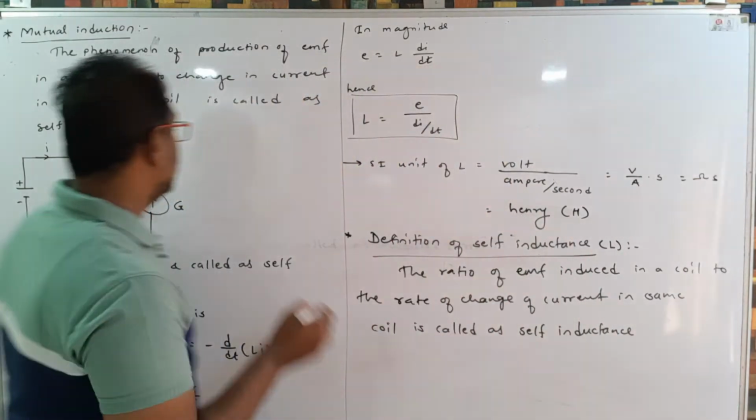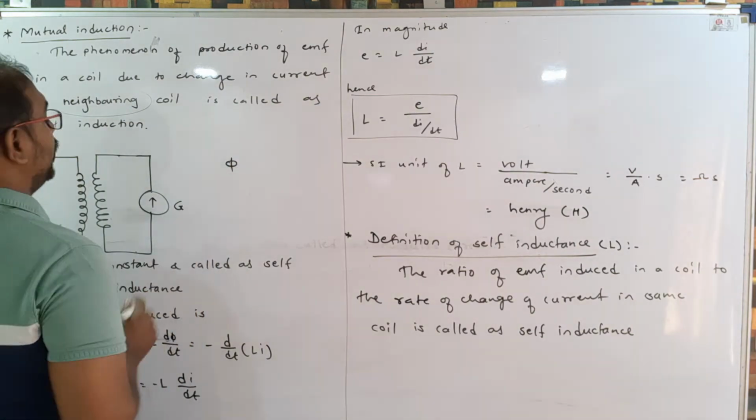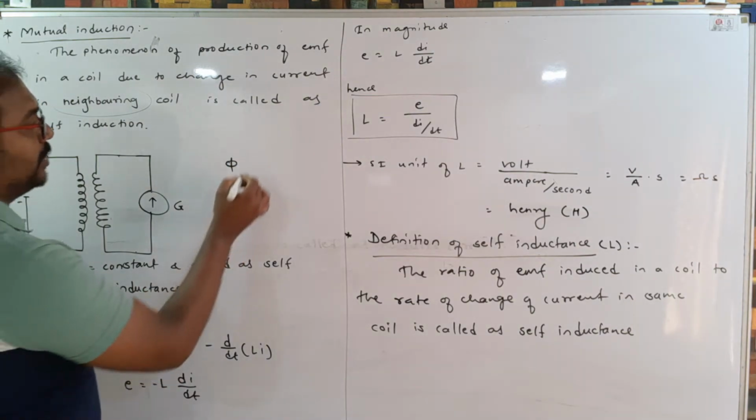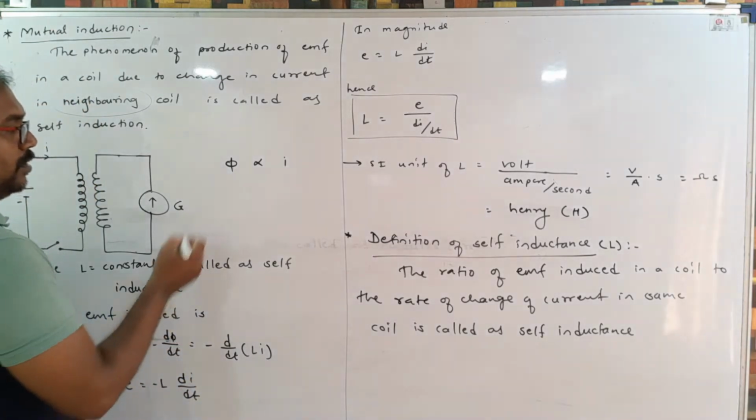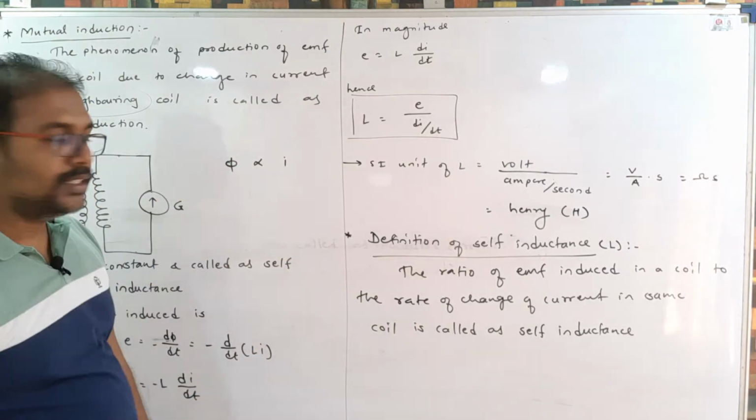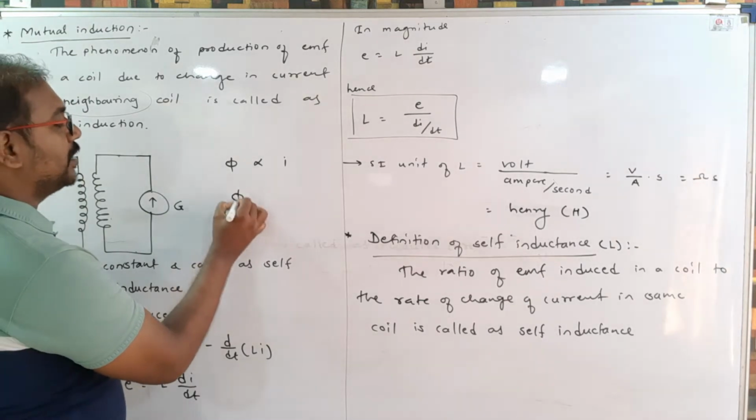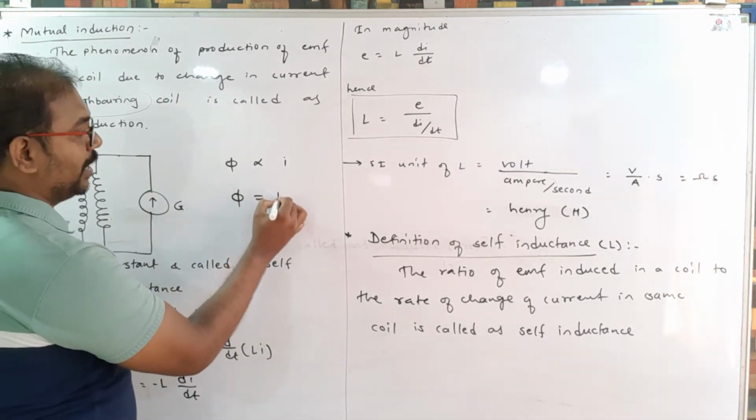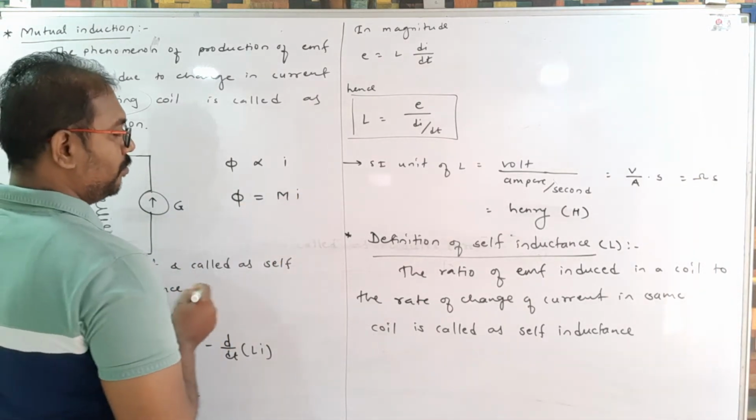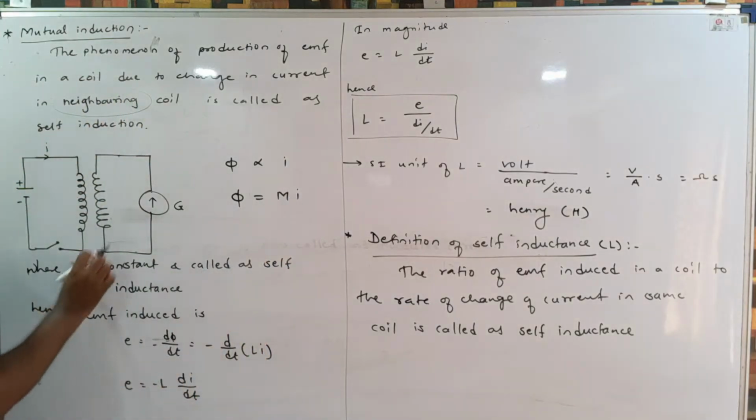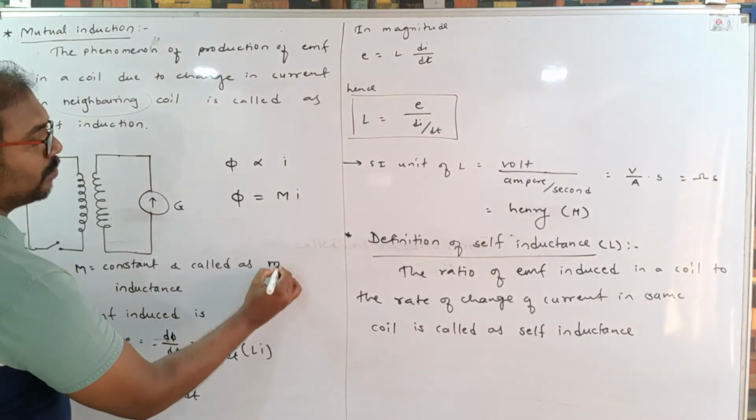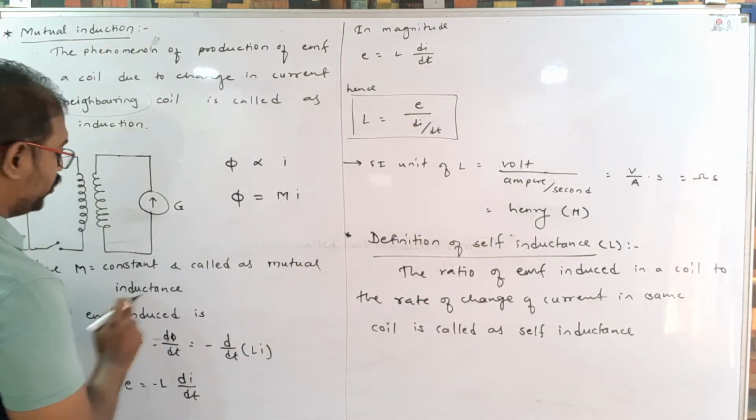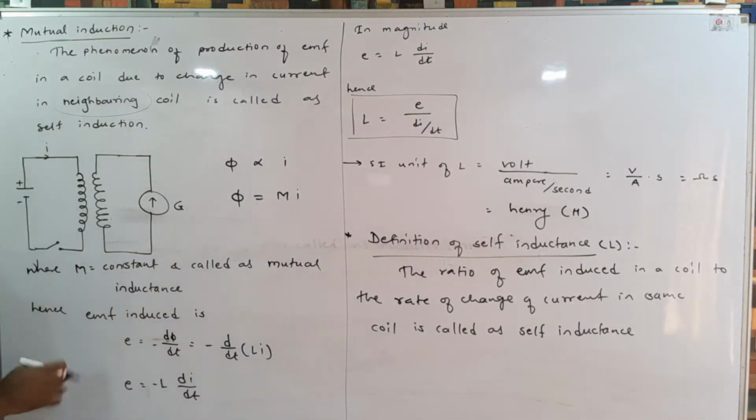Now here we can write, when we send the current, the magnetic flux associated with the coil changes, and this magnetic flux depends on the current. So more the current, more the magnetic flux. Or we can write this magnetic flux is equal to a constant M times this current I. Here M is a constant and is called mutual inductance.